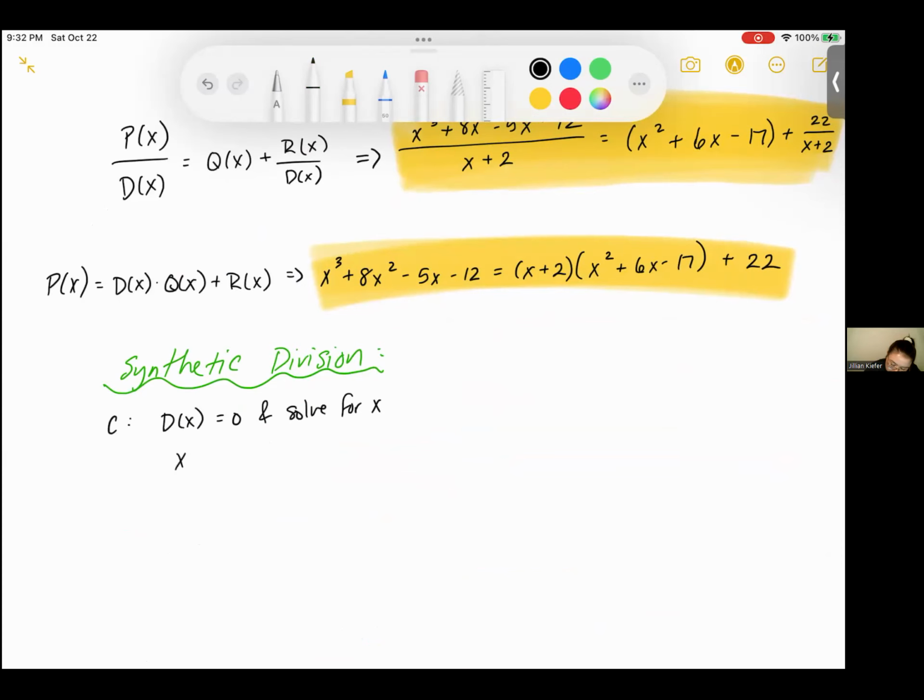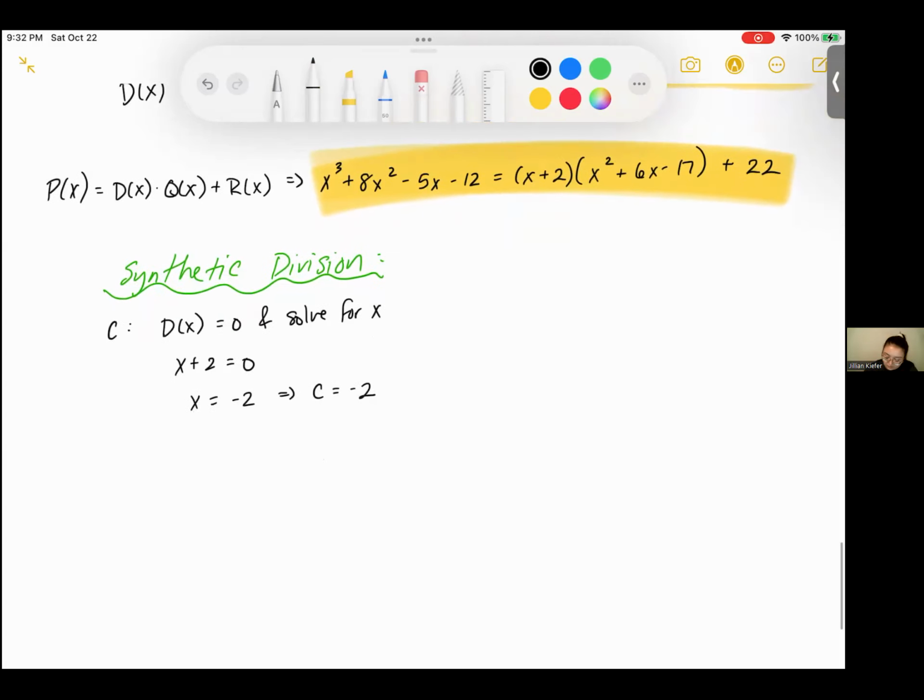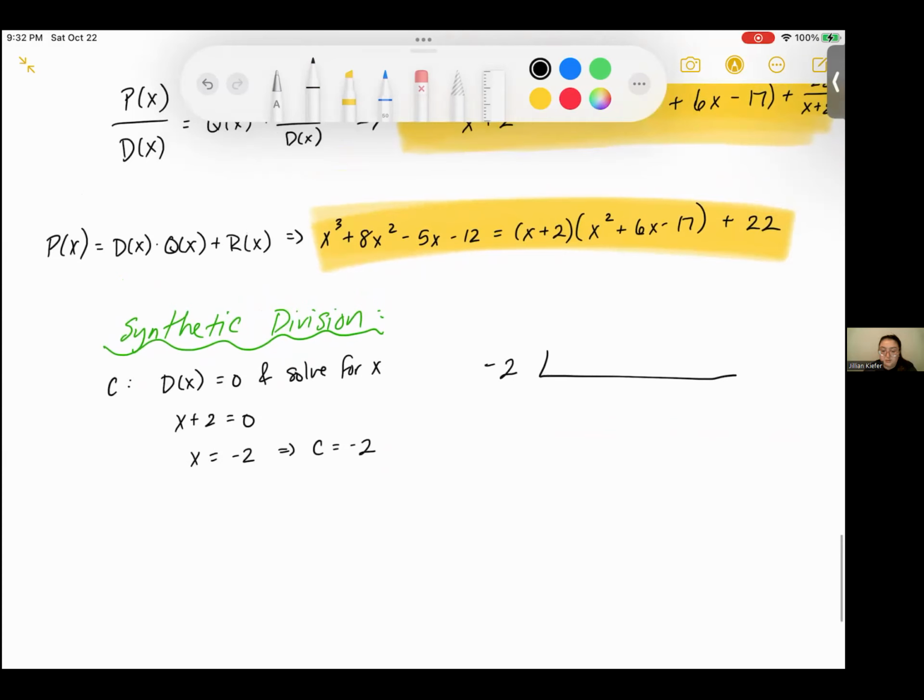So in our case, we've got x plus 2 set equal to 0. We're going to solve for x. x would be equal to negative 2, which means c is negative 2. All right, so our value of c is negative 2. When you set up your synthetic division, you would write c, or your value of c, which we are going to do over here. We said it was negative 2. And you draw this upside down house.